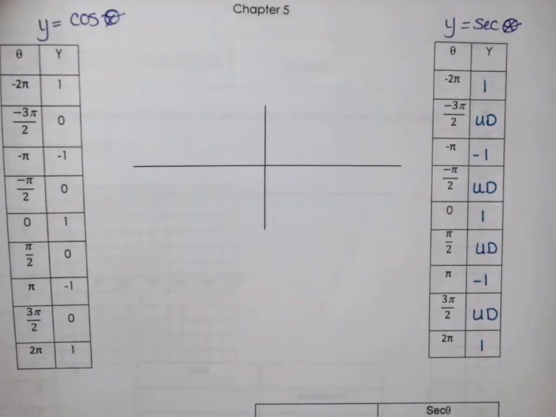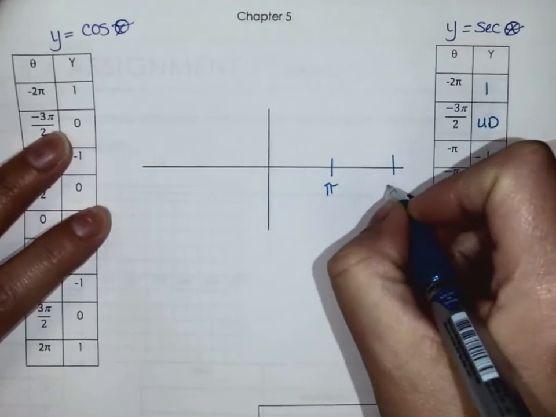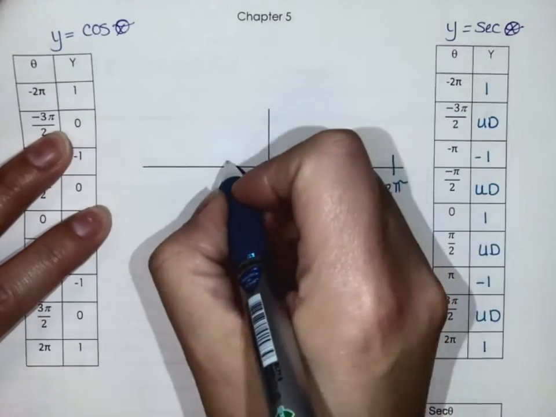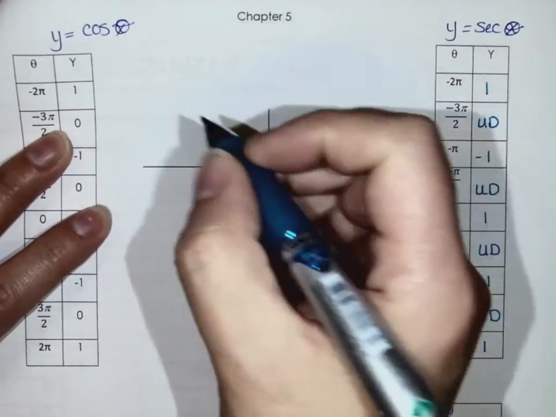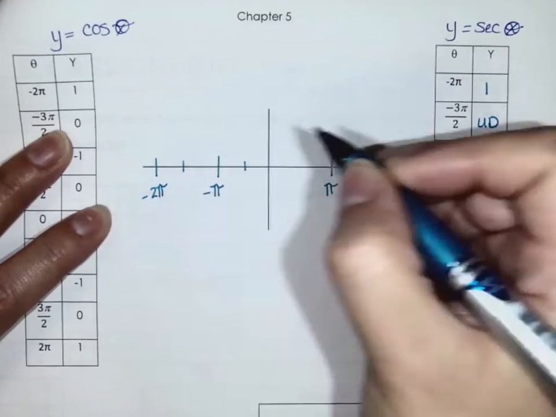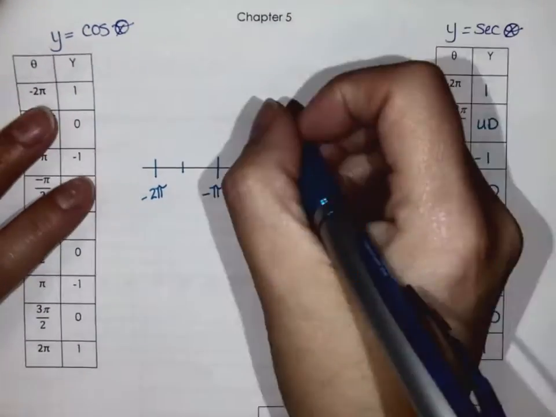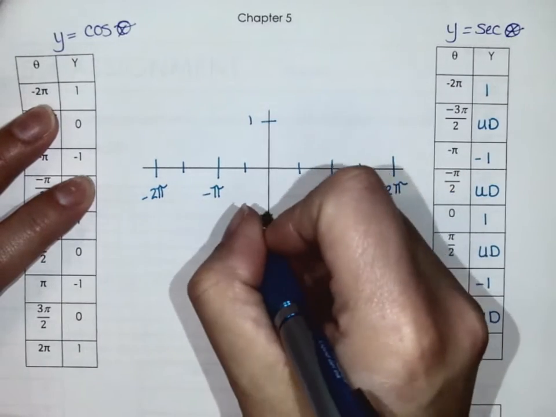It follows the exact same pattern. The nice thing about cosine graphs and sine graphs and cosecant graphs and secant graphs is they kind of follow the same sort of patterns. So that's pi. It's 2 pi. -pi. All right, and then I just need a 1 and a -1.